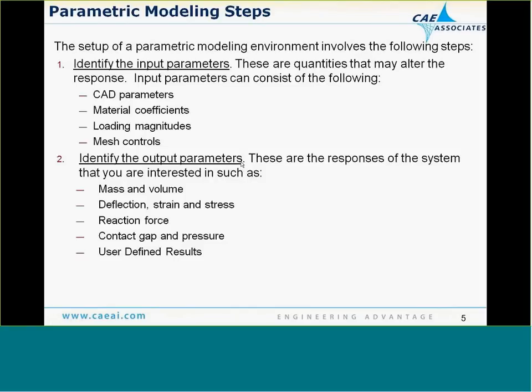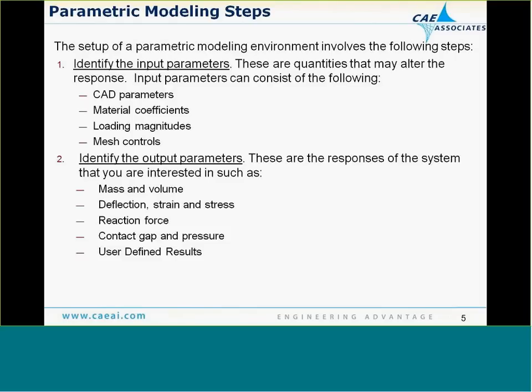The process that we'll be using to set up the parametric model is first to identify the input parameters. These parameters can come from a variety of sources. They typically will come from the CAD model geometrically, but we can also make things like our material coefficients parametric. We may know if, say, the modulus of elasticity is going to vary from lot to lot of material and may want to track that.